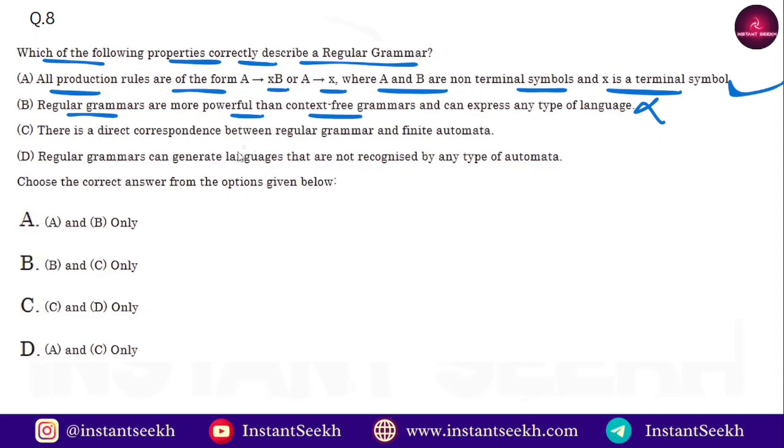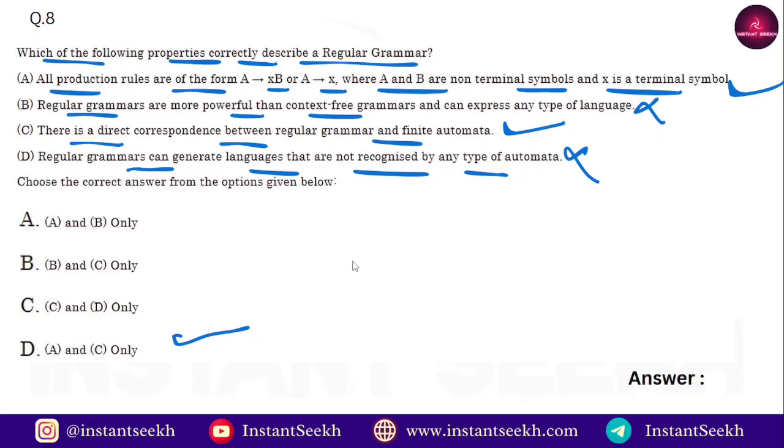Option C, there is a direct correspondence between regular grammar and finite automata. Yes, this is right, and it is also vice versa as well. Next, regular grammars can generate languages that are not recognized by any type of automata. This is incorrect because regular grammars can only generate regular languages, just now we discussed, which are precisely recognized by the finite automata, not by any type of automata. So this is also wrong. So only option A and C are right. That is your option number D. So your answer is option D for this particular question. Let's move on to the next.